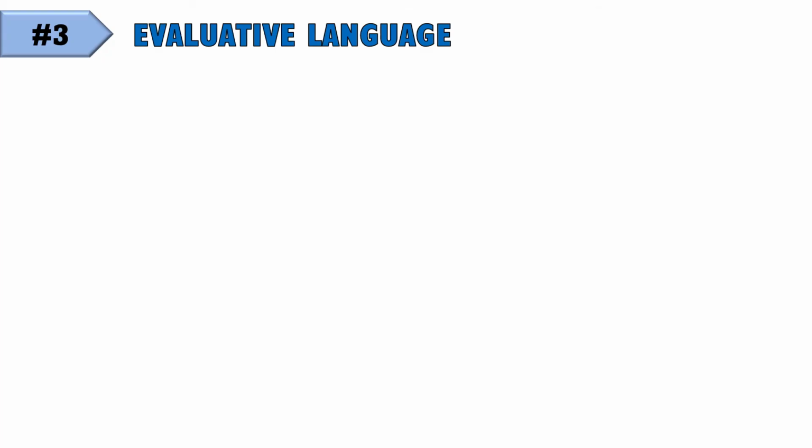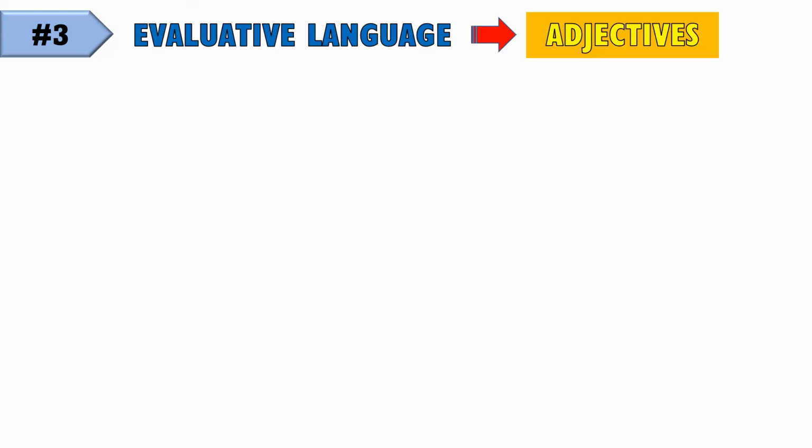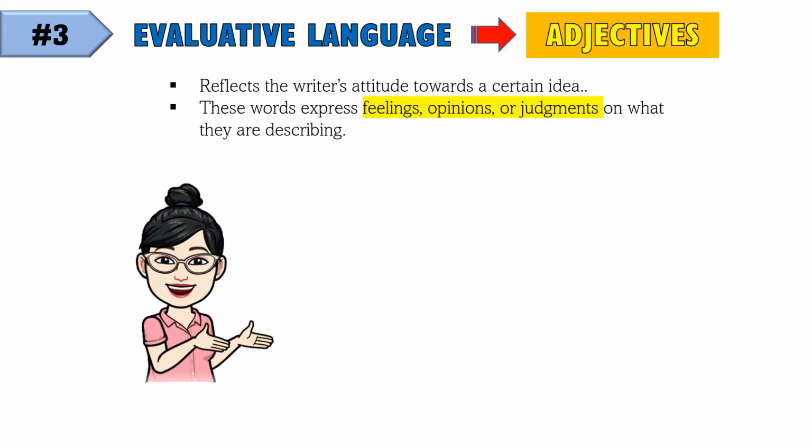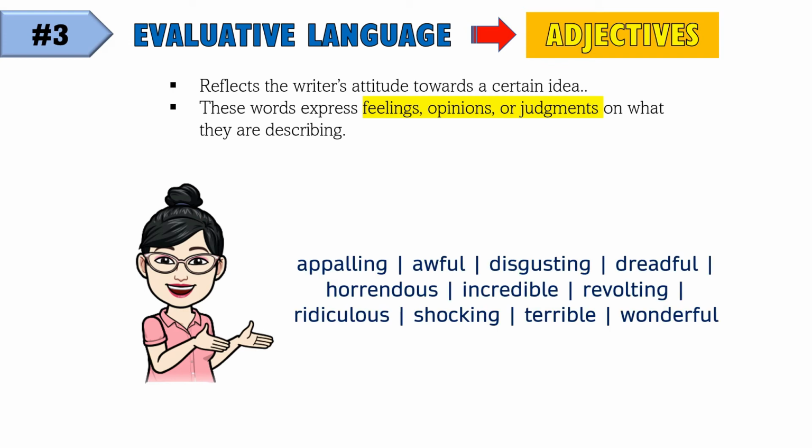The use of evaluative language, usually in the form of adjectives, reflects the writer's attitude towards a certain idea. These words express feelings, opinions, or judgments on what they are describing. Evaluative words, including the ones listed, can have positive or negative effects on an idea. Examples are appalling, awful, disgusting, dreadful, horrendous, incredible, revolting, ridiculous, shocking, terrible, wonderful.